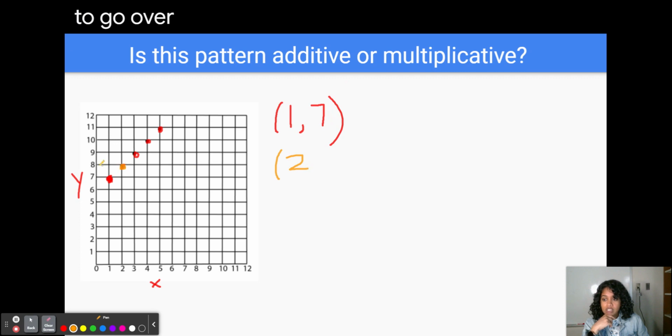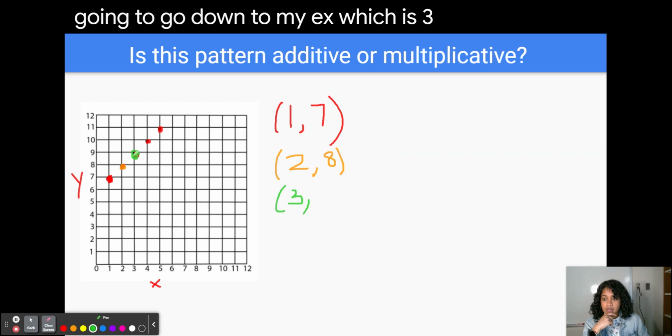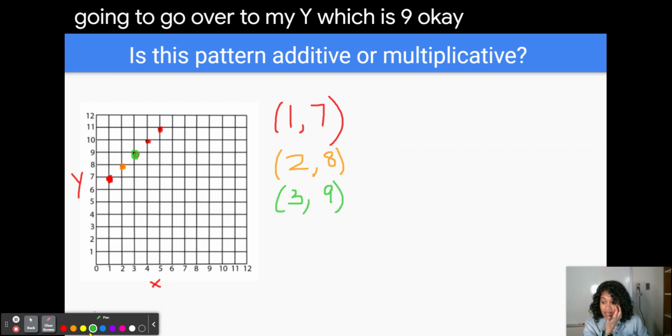And then I'm going to go over to my y, which is 8. All right. Now I'm going to go ahead and do my third point over here. So I'm going to go down to my x, which is 3, and then go over to my y, which is 9. Okay. Now let's go into my fourth point.